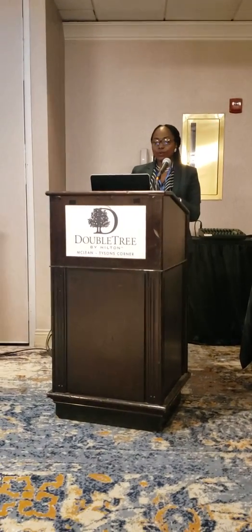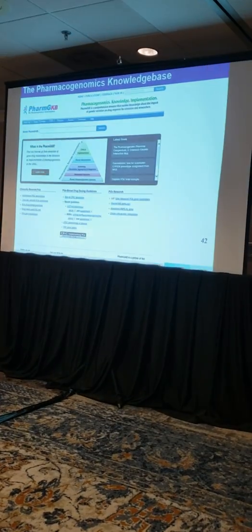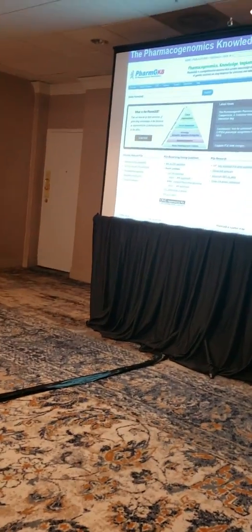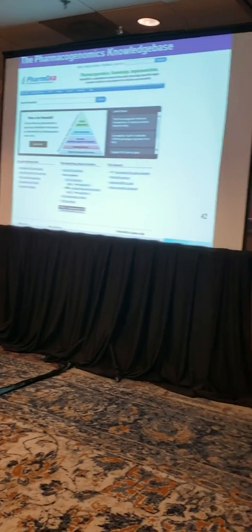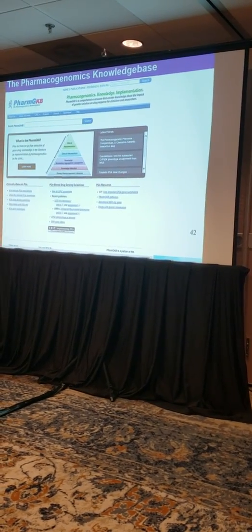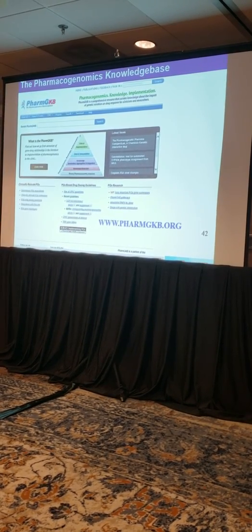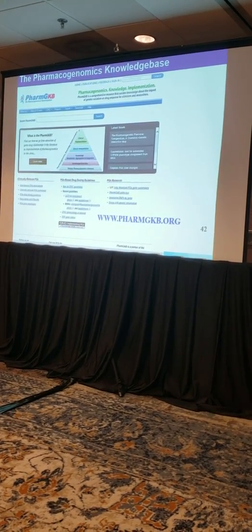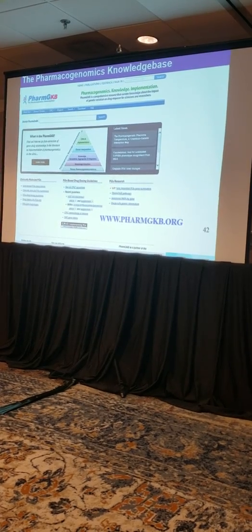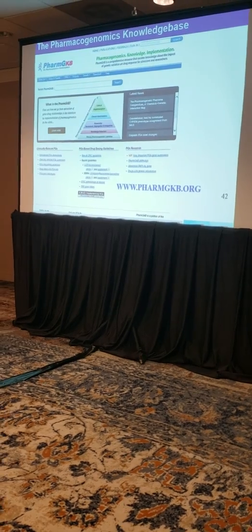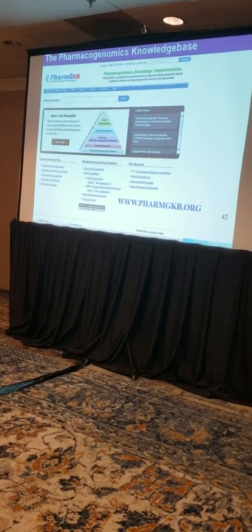The next one I wanted to introduce is the Pharmacogenomics Knowledge Base. We call it PharmGKB. PharmGKB is a very, very good resource. You can query medications. This resource can be found at www.pharmgkb.org. It's funded by the NIH, NAGRI, and Stanford University, St. Jude's. They all collaborate on this project.